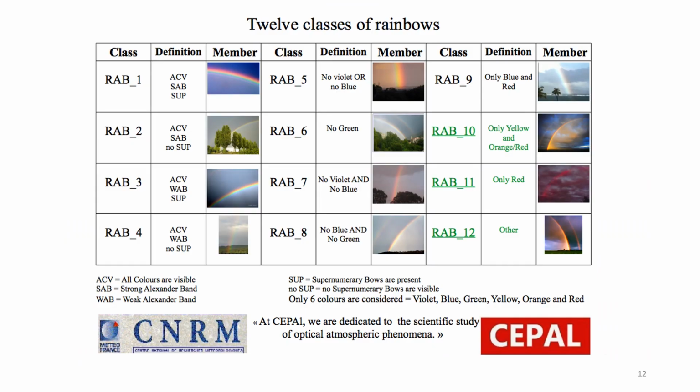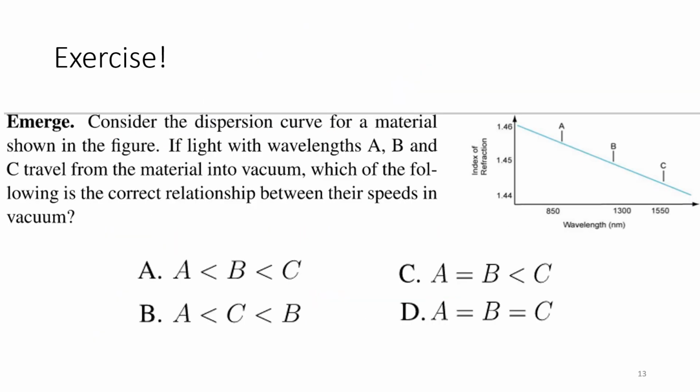There are actually multiple classifications of rainbows, and one can search them online if you are interested. In any case, the general principles of dispersion, refraction, and reflection are common for these rainbows to be formed. Let's answer a quick exercise.